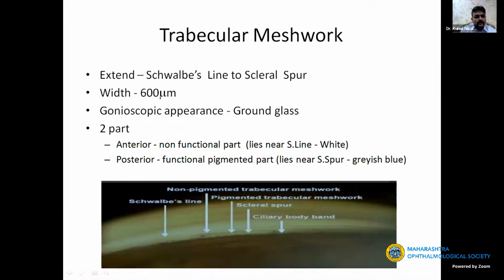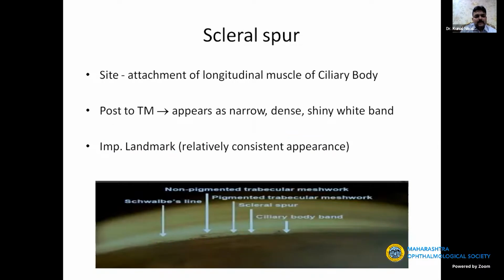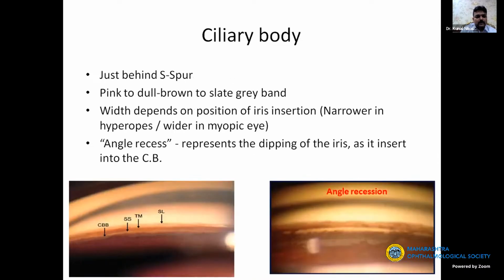Trabecular meshwork, by gonioscopic appearance, appears ground glass. The anterior part is non-functional, which is white, and the posterior part is functional, which is pigmented and seen as grayish blue in gonioscopy. Schlemm's canal is normally not visible, but blood in the Schlemm's canal makes it visible. Blood in the Schlemm's canal can appear with pressure on the gonio lenses, in CCF, Sturge-Weber syndrome, hypotony, and other conditions. Scleral spur is an important landmark which is consistent in appearance, and it is the site of attachment of the longitudinal muscles of the ciliary body. The ciliary body appears as a slate gray band on gonioscopy, and the width depends on the position of iris insertion. It is narrow in hyperopes and wider in myopes. Angle recession is the tearing of the longitudinal and circular muscles of the ciliary body.